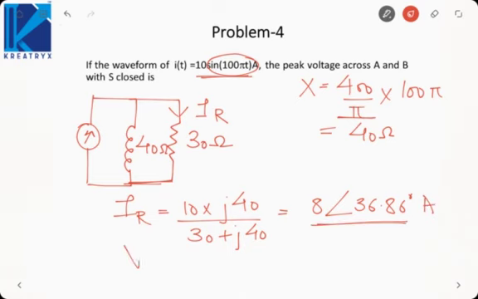Then if we calculate the voltage across the resistor, 8 into 30 will be 240 volt. Now since the transformation ratio is 1:1, the same voltage will be appearing across the secondary winding. So the peak voltage across A and B will be 240 volt this time. So remember, when we have closed the switch, then we need to bring the secondary impedance to the primary to calculate the voltage.